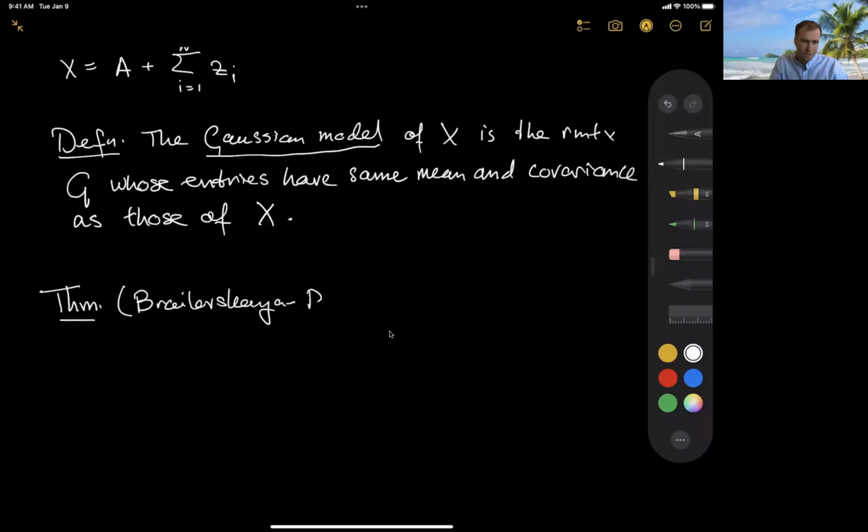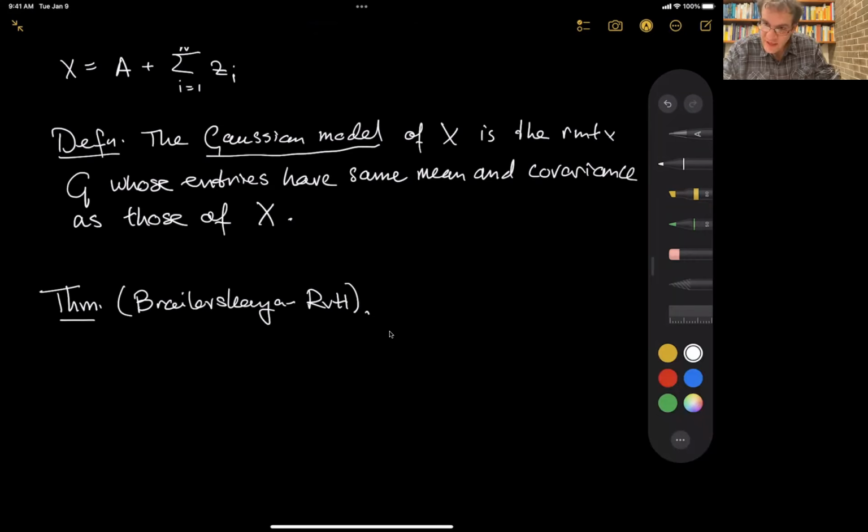Ramon, are the entries independent or dependent? Do we assume anything? Entries of the Gaussian, are they independent from each other? No. Okay.